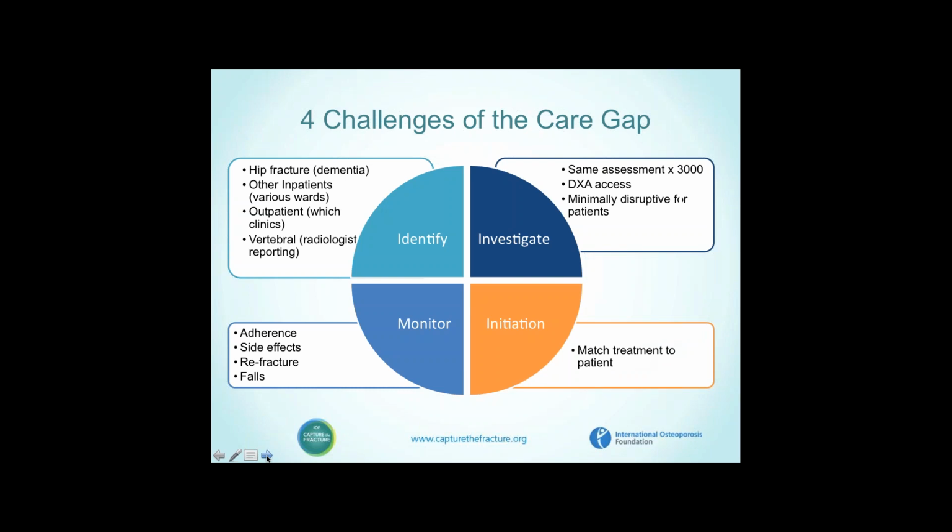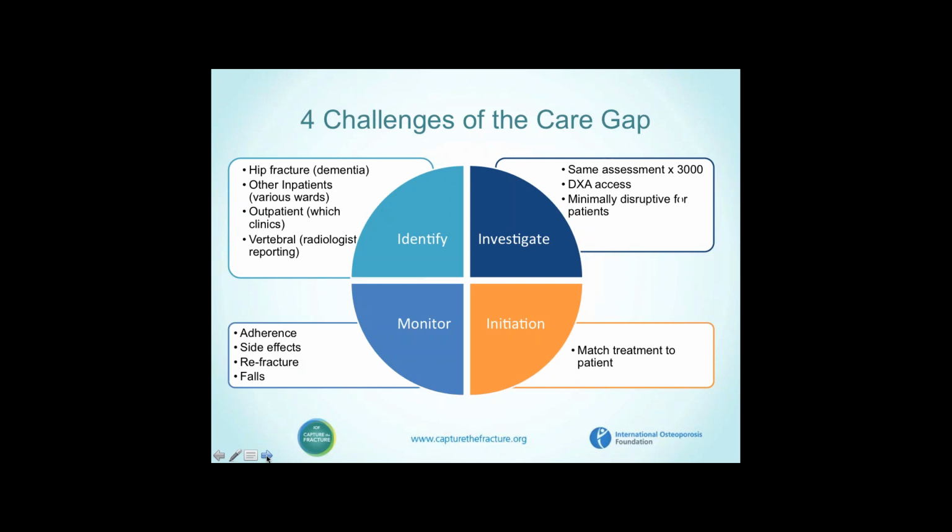The next step is to match the treatment for bone and falls health to the patient. We now have a range of bone therapies, and in addition to funding implications, we must also look at comorbidities to help us guide the most appropriate treatment to start patients on.